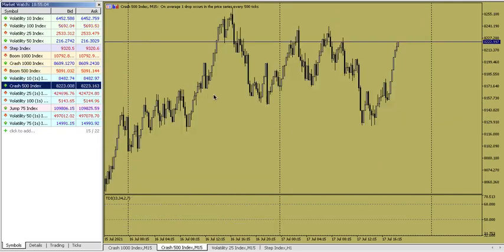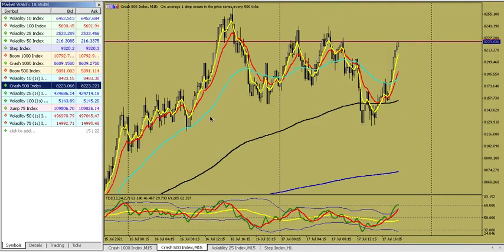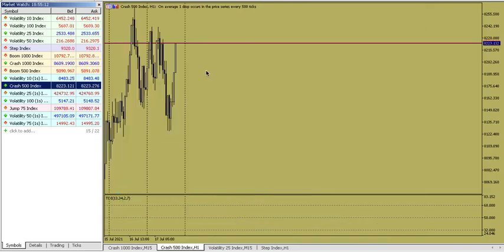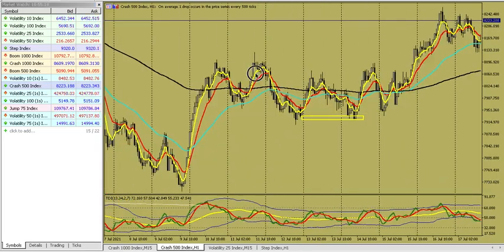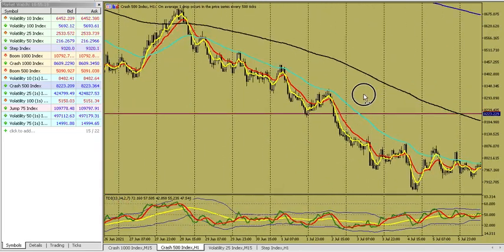So I'll open a chart of crash. Do I want crash 500? Yes, let's look into it. And I'm gonna open my H1 chart. So the rules remain constant. Like the rules, guys, the rules remain constant.